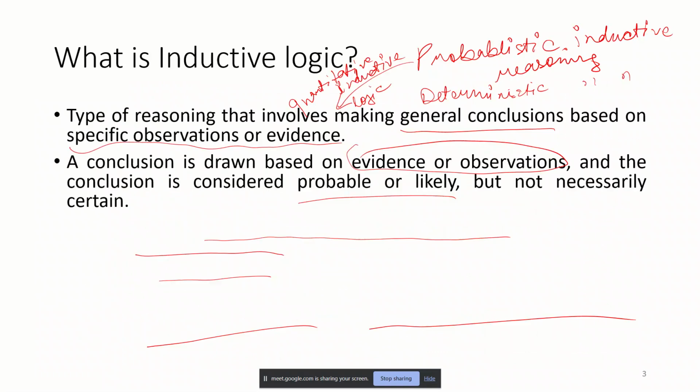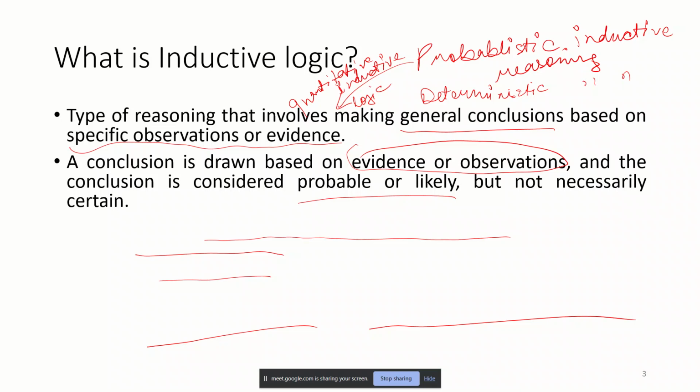So inductive logic is basically the type of reasoning that involves making general conclusions based on specific observations or evidence. It can be like the sun rises in the east. That's a general conclusion. From your childhood you have seen that it has always been rising from the east, not ever from the west. But we don't know if in the near future it may rise in the west also.